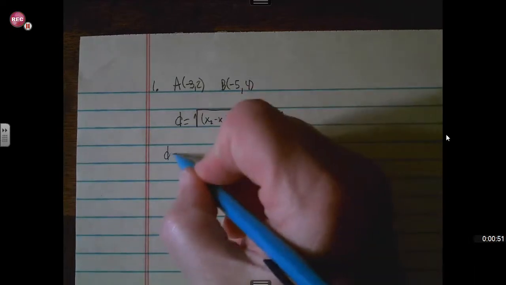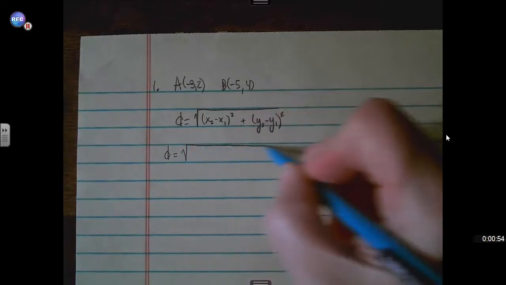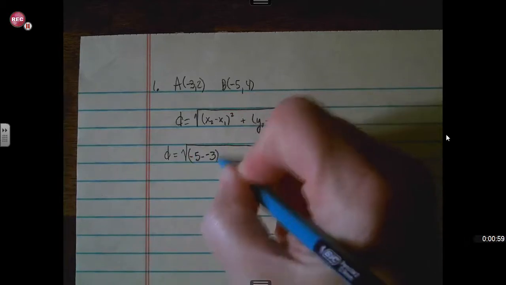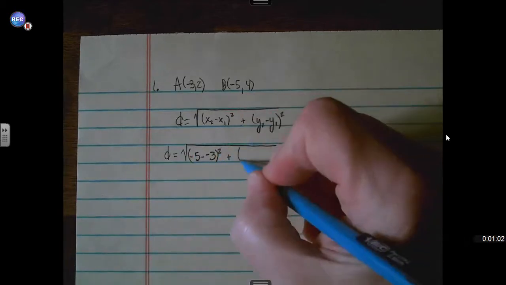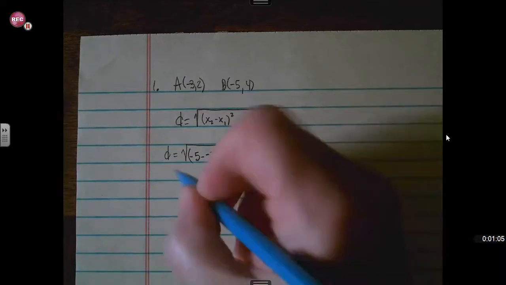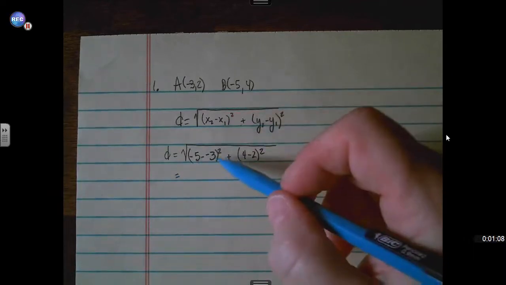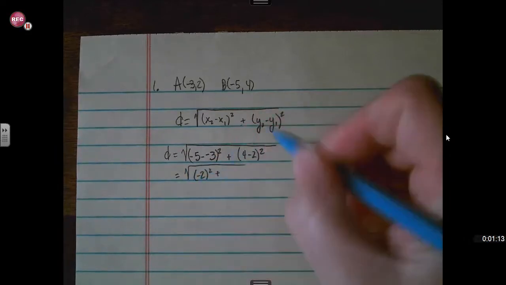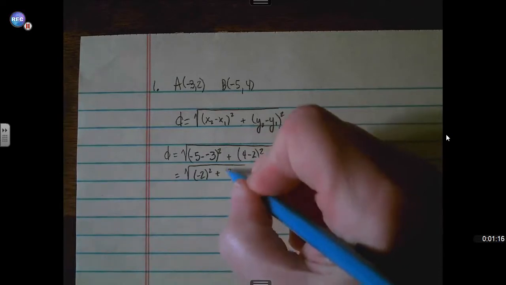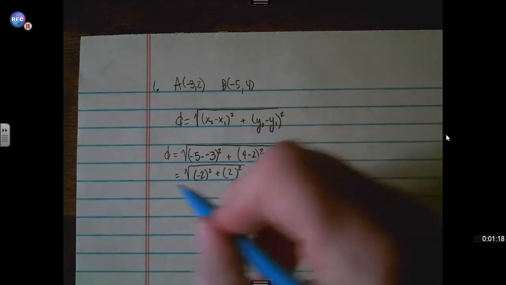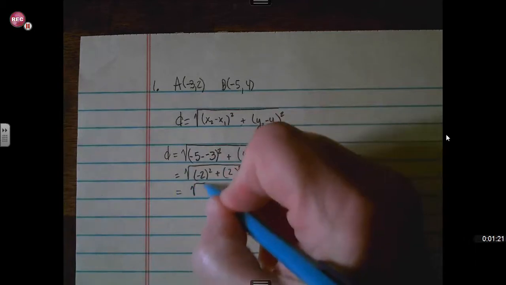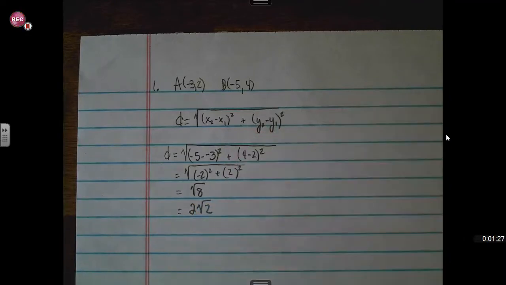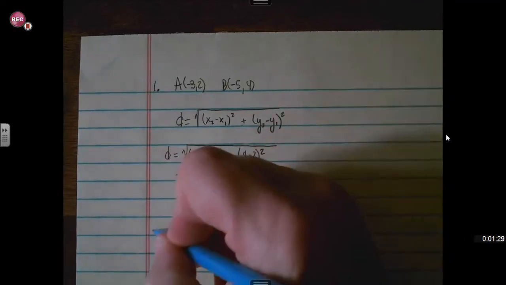So we just plug in the coordinates. -5 minus -3 squared plus 4 minus 2 squared. And -5 minus -3 is going to be -2. And 4 minus 2 is 2. And that's going to be 4 plus 4, which is the square root of 8, which simplifies to 2 square root 2. So that is your answer to number 1.